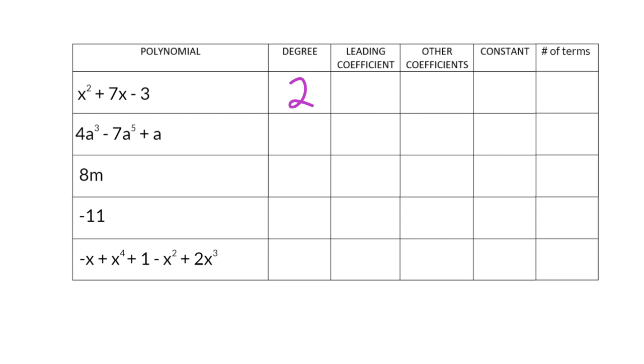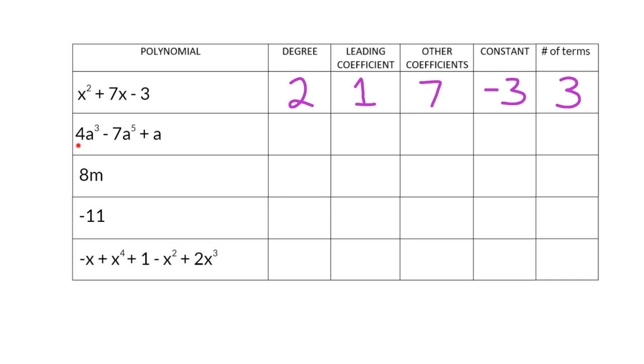The leading coefficient, so be careful here. Remember that there is a coefficient in front of x squared. It is a 1. When it's not written in, a coefficient is 1. Other coefficients in this problem, well, there's a 7, and that's it, right? Positive 7. And our constant is negative 3. In this problem, there's 1, 2, 3 terms.